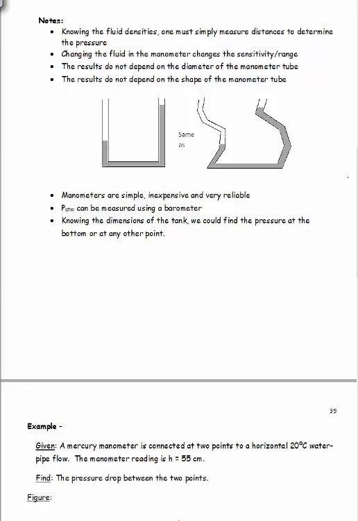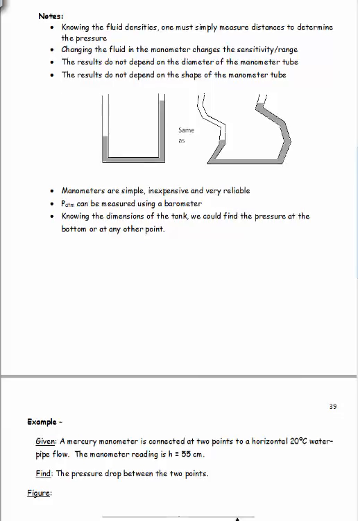P atmosphere isn't always the same. We used that 101 kilopascals, but it changes. Are you on the mountaintop, or down in Death Valley, or it just changes day by day. In order to get the actual P atmosphere, you can use a barometer, and a barometer could be a manometer with a vacuum on one side of the manometer, and that would give you atmospheric pressure using the same equations.